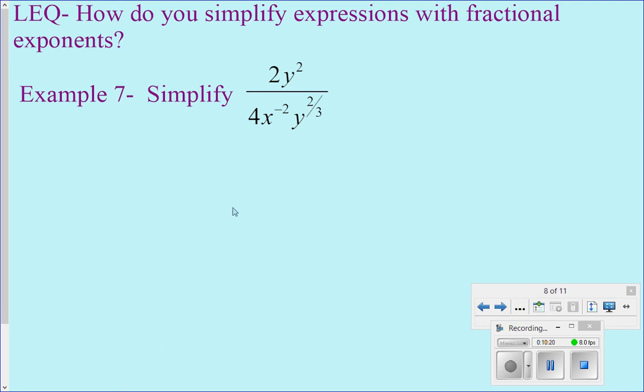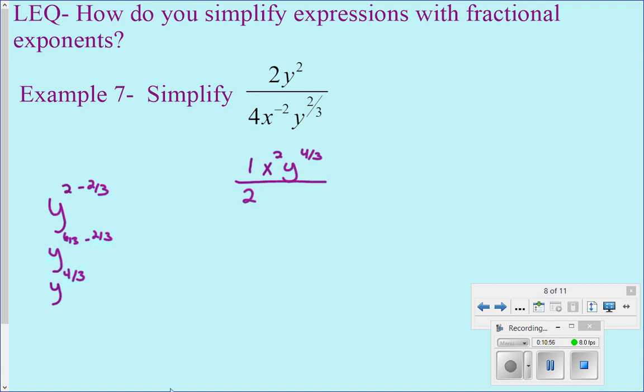So this one, we're going to simplify the way we've been doing the last several days. 2/4 I know is 1/2. The x to the negative 2 I know by now to move up to the numerator and make it x to the positive 2. And now I know to simplify the y's, I'm going to subtract the exponents. So I'm doing y to the 2 minus 2/3 power. I'm just going to do that off to the side here. So 2 in thirds is 6/3, and I'm subtracting 2/3, so that gives me 4/3. And 4/3 is a positive exponent, so I know that y to the 4/3 belongs in the numerator.